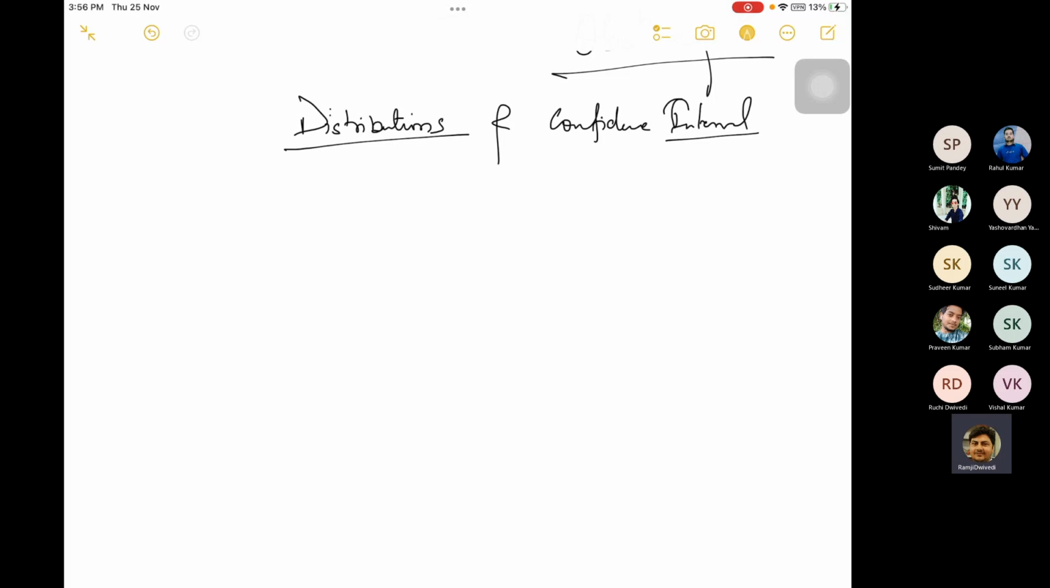First, we'll discuss a few more distributions and then confidence interval, followed by hypothesis testing. Very simple, no need to worry about it.